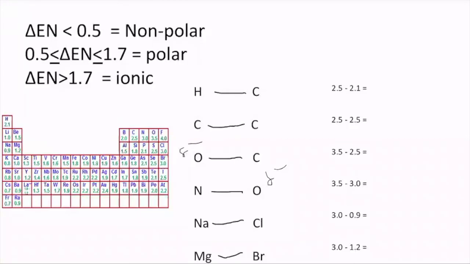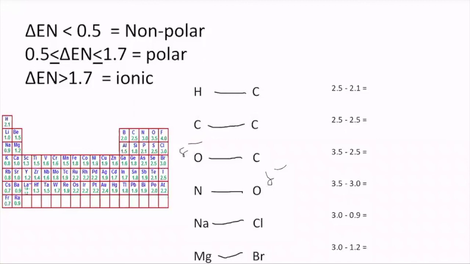So you can relate electronegativity to polarity. When you take the difference of electronegativity between two elements and it is less than 0.5, it is said to be a nonpolar compound. But when the difference is between 0.5 and 1.7, it is said to be a polar compound. Lastly, when the difference is greater than 1.7, it is an ionic compound.